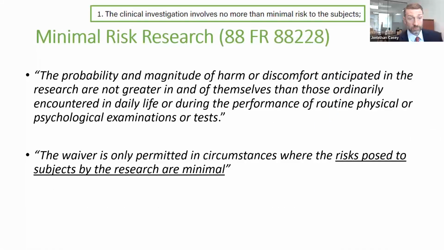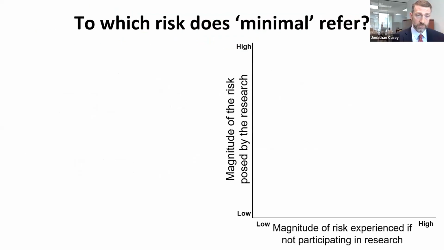What about waiver of informed consent? As just described, the FDA regulation used the same definition of minimal risk as the OHRP regulations. The probability and magnitude of harm or discomfort anticipated in the research are not greater in and of themselves than those ordinarily encountered in daily life or during the performance of routine physical or psychological examinations or tests. And further, they note the waiver is only permitted in circumstances where the risk posed to the subjects by the research are minimal. So what does this mean?